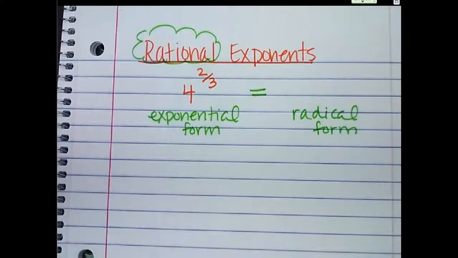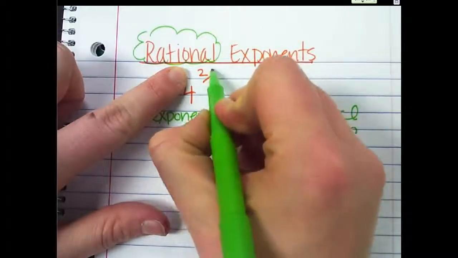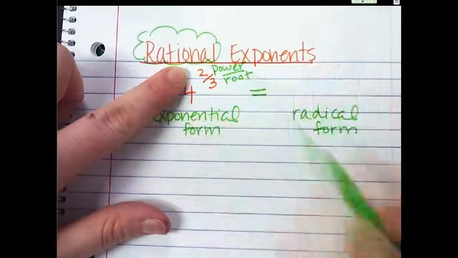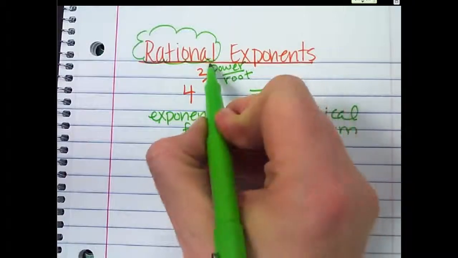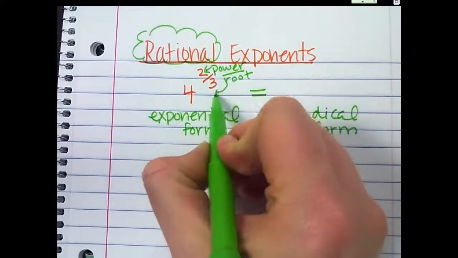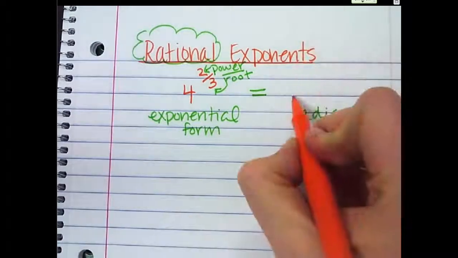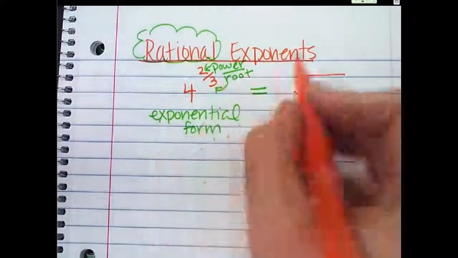So where I have this 4 to the 2/3 power, this is our fraction up here, is power over root. And I'll show you what that means on this side. So my fraction, the top part is the power, the bottom is the root. So how we write that is we write our root. So the root, when I say root, I mean this number right here.